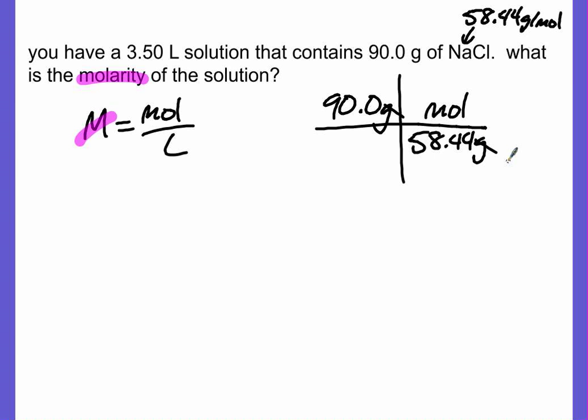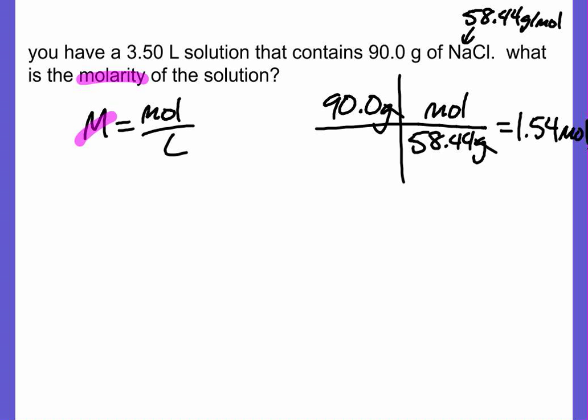All I have to do is divide here. 90 divided by 58.44 is going to give me that 1.54 as an answer. I rounded that to 3 sig figs because I'm just following rules that we know already. My unit is moles right now.